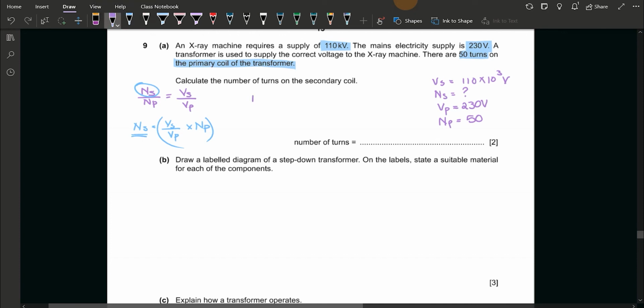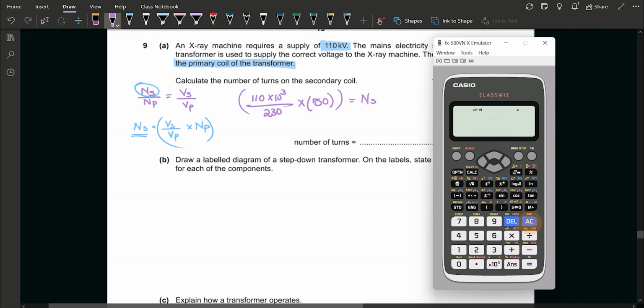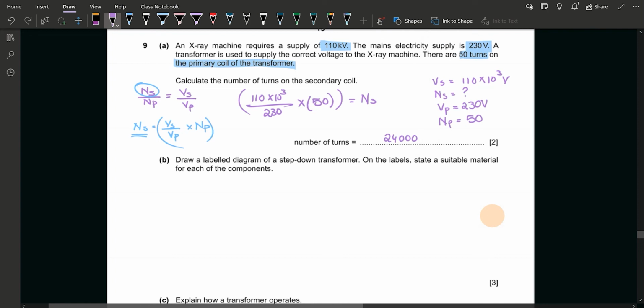So Vs we know as 110 into 10 raised to power 3 divided by Vp, which is 230, into Np, which is the number of turns in the primary coil. So it's going to be 50, which is going to give us the answer for the number of turns in the secondary coil. So it's going to be 50 into 110 into 10 raised to power 3 divided by 230, which is going to give us our answer as 23,900. We can just round it off to 24,000, and we don't have any unit for number of turns.